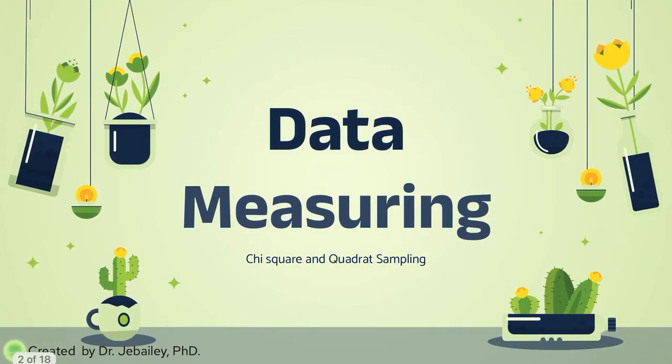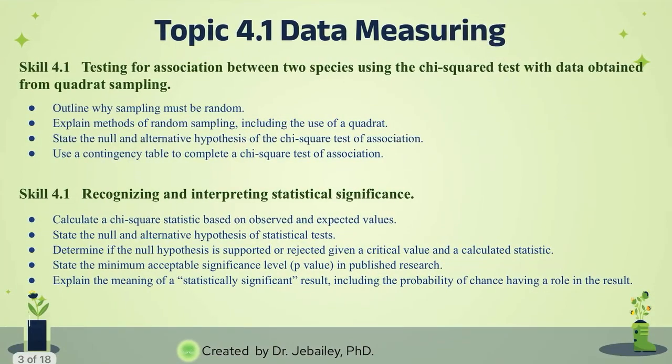In this video, we're going to do data measuring. We're going to do two types, chi-square and quadrat sampling, which are found in topic 4. These usually fall in the IB exams, so it's very important that you know how to use them and why you're using them.